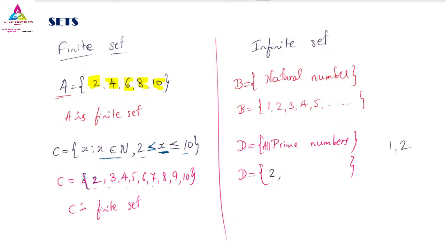1 is not a prime number. Remember, 1 is not a prime number. 2 is a prime number. The first prime number is 2. Then we have 3, then 5, then 7. Then we don't have 9. Then we will have 11, then 13, and so on.